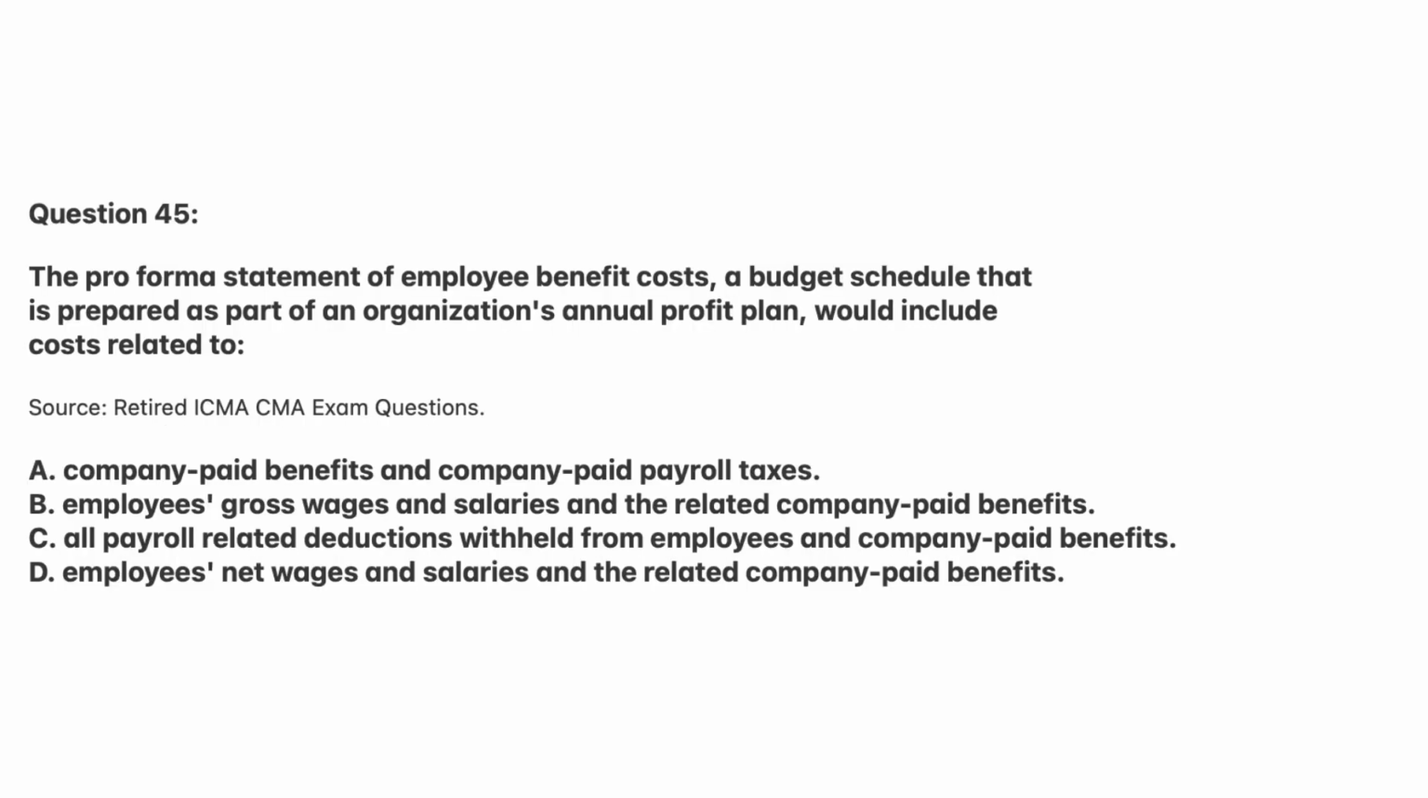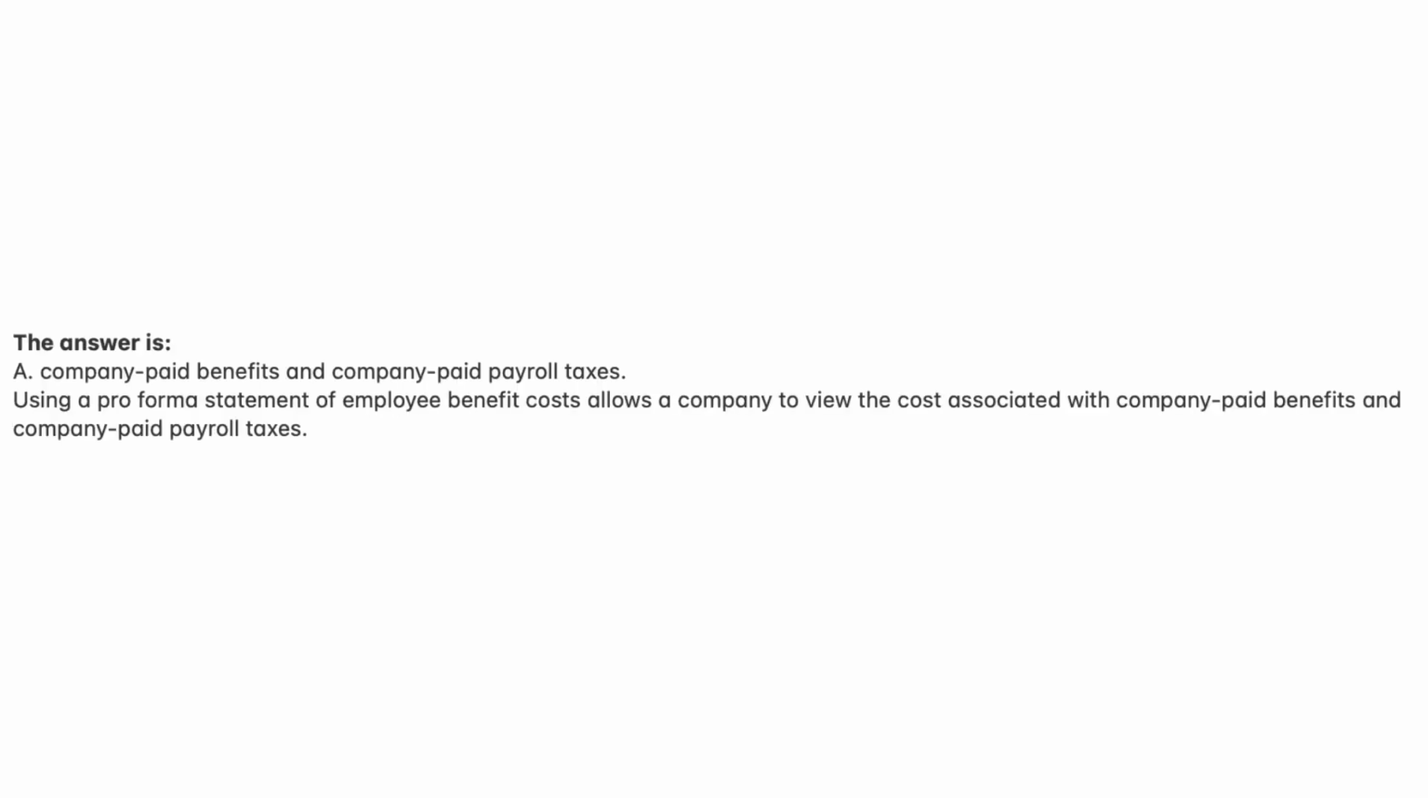Projected ending cash balance, February equals $232,500. Question 45. The pro forma statement of employee benefit costs, a budget schedule that is prepared as part of an organization's annual profit plan, would include costs related to A. Company-paid benefits and company-paid payroll taxes. B. Employees' gross wages and salaries and the related company-paid benefits. C. All payroll-related deductions withheld from employees and company-paid benefits. D. Employees' net wages and salaries and the related company-paid benefits. The answer is A. Company-paid benefits and company-paid payroll taxes.